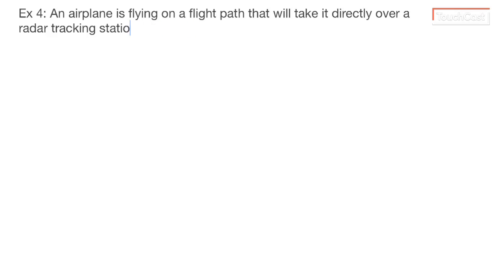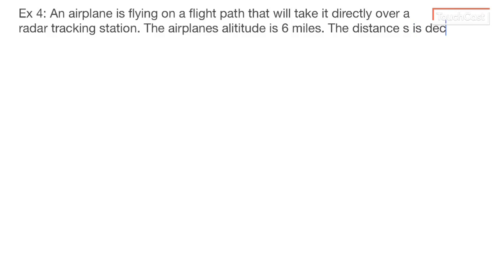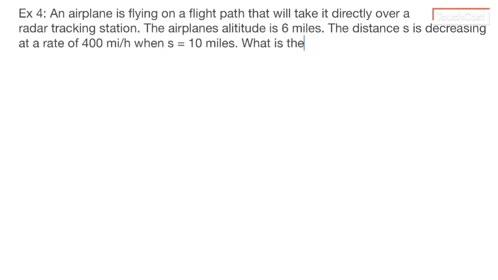In fact, let me rephrase that. The airplane's altitude is 6 miles. The distance, s, is decreasing at a rate of 400 miles per hour when s is equal to 10 miles. We need to know what is the speed of the plane.